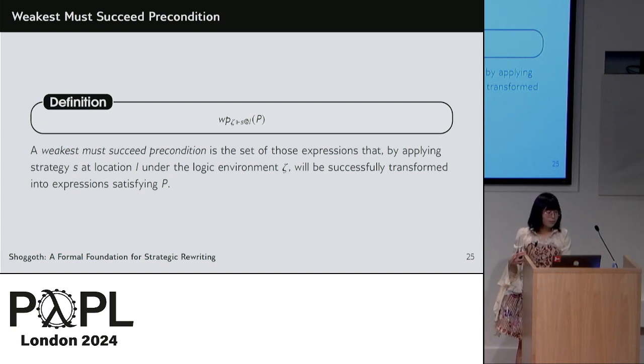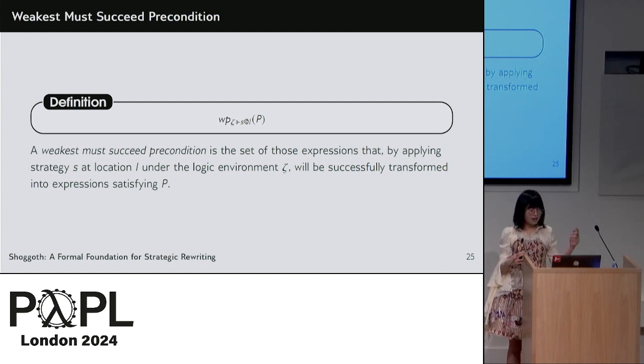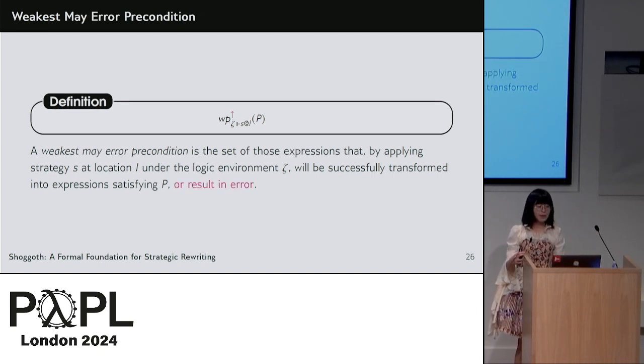Therefore, we provide the weakest must succeed precondition, including the notion of location. So here, zeta is the logic environment, L is the notion of location, and P is a postcondition. By this, we can calculate the weakest precondition. And also, we have the weakest may error precondition, which is used to define the weakest must succeed precondition. This is a problem of my naming of my calculus. It's not very easy to pronounce.